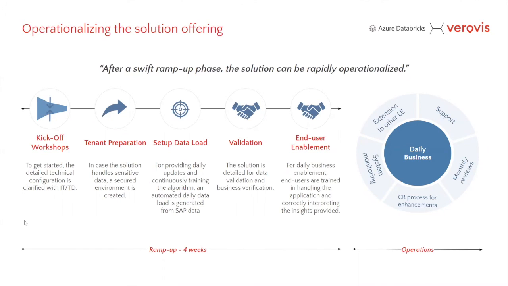Afterwards, we start the tenant preparation and set up the initial data load from the SAP ERP system. To assure that the loaded data meets the necessary quality standards, we conduct data validation sessions with business. When all quality gates are passed, the jobs for recurring data loads are established. The last step of the ramp-up phase is the end-user enablement. We train the users in handling the application and correctly interpreting the results. The whole ramp-up usually does not take longer than a month and guarantees rapid deployment.